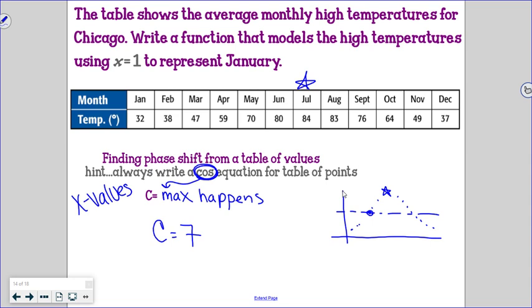And so, with that being said, every single equation you write from data will be cosine. A day from now or 10 minutes from now, somebody's going to ask me, why is it cosine? Or is it always cosine? And the answer is yes, always cosine. So if I hand you data, your equation is going to be cosine, always, so that your phase shift is easy, where the max happens.